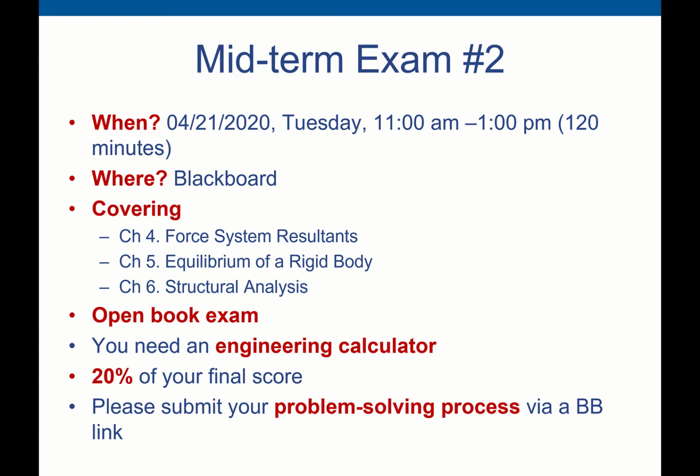You can find midterm exam number 2 on the blackboard. It covers chapter 4 through chapter 6. This is an open book test and you may need an engineering calculator. The midterm exam number 2 is worth 20%, which is a very significant amount of your final score. In this case, I also want you to submit your problem solving process through the link, so you get extra credit as well as partial credit.